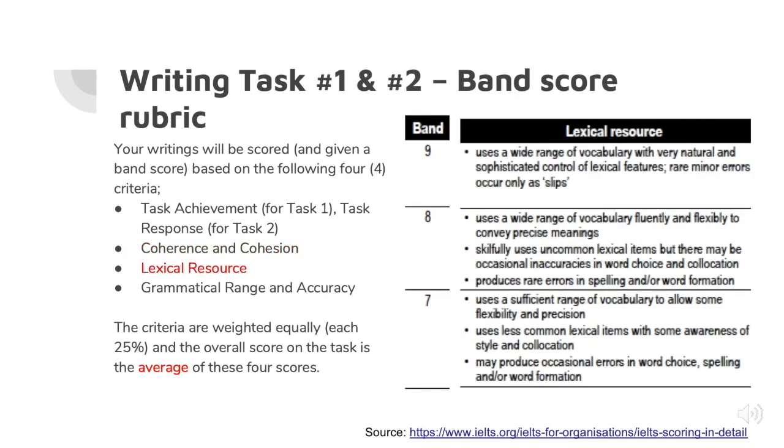For writing task number 1 and 2, a band score rubric on the lexical resource, a band score of 9 uses a wide range of vocabulary with very natural and sophisticated control of lexical features, with rare minor errors occurring only as a simple mistake or a slip.